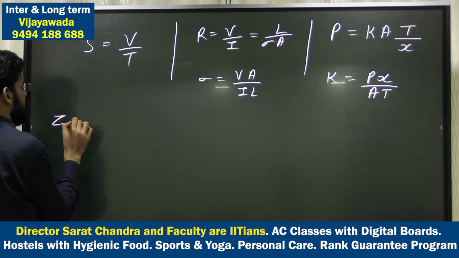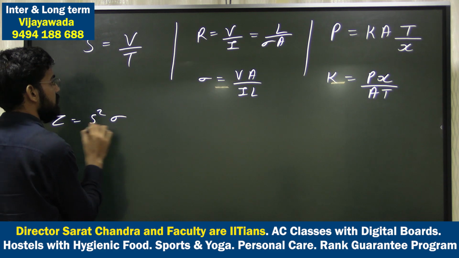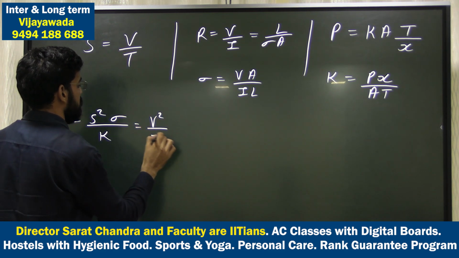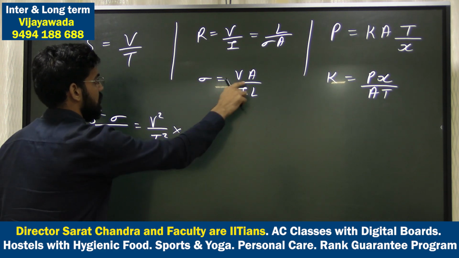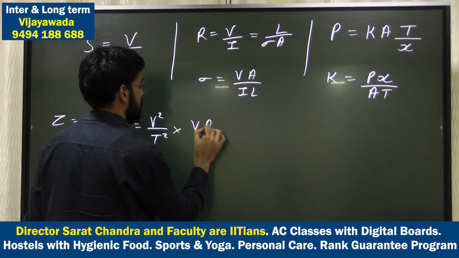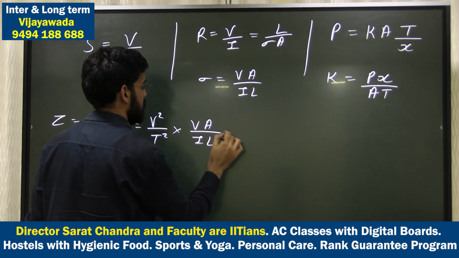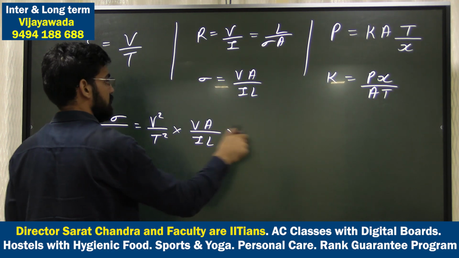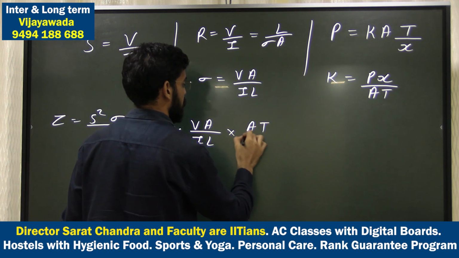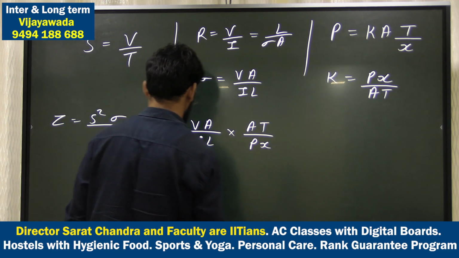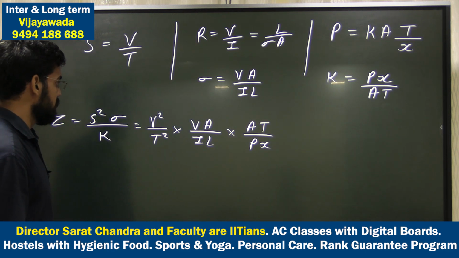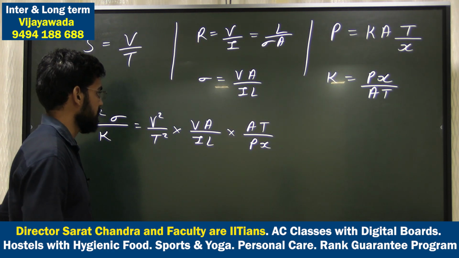So Z is nothing but S squared sigma by K. S squared means V squared by T squared, into sigma, which is V A by I L, into K in the divide, right? So this will come as A T by P X. P is the power, right? If you see here, power.